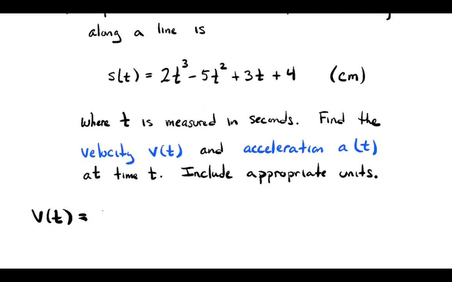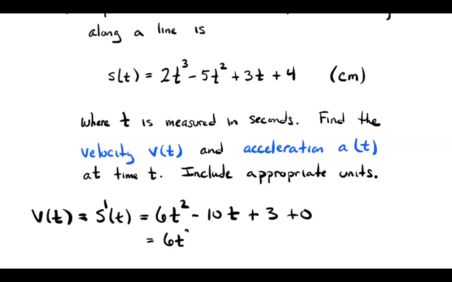s of t, let me write it, s prime is velocity. Well, it's 3 times 2, or 6, t squared. And then I should subtract 2 times 5, or that's 10 times t to the first power. The derivative of 3t is 3, and the derivative of 4 is 0. So there's my velocity function. Usually I won't write those zeros, but here we have 6t squared minus 10t plus 3.